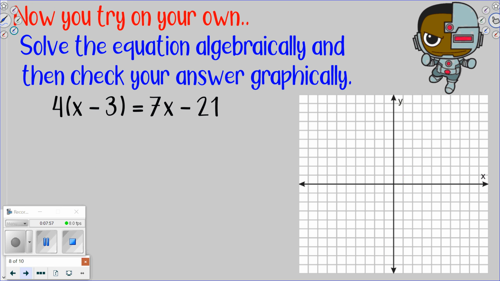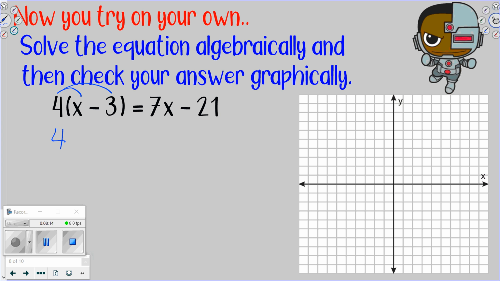All right, so let me give you one to try on your own, guys. This one says to solve it algebraically, and then check your answer graphically. Okay, so let me give you a minute, solve it algebraically, and then go back, rewrite it, y equals, and then graph it. All right, guys, real quick, we'll go through this.